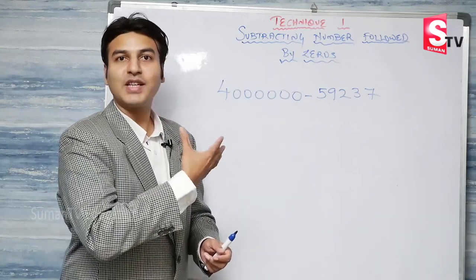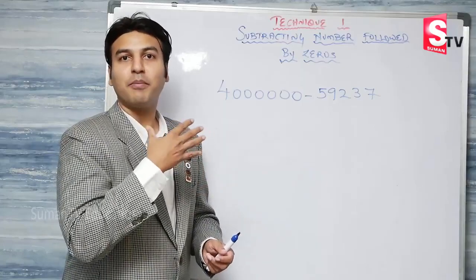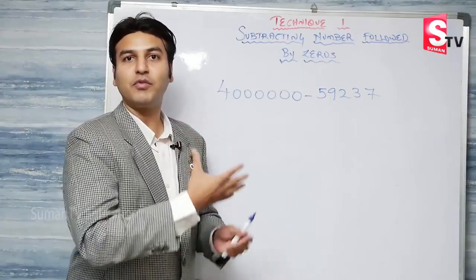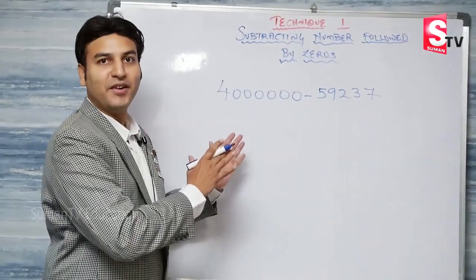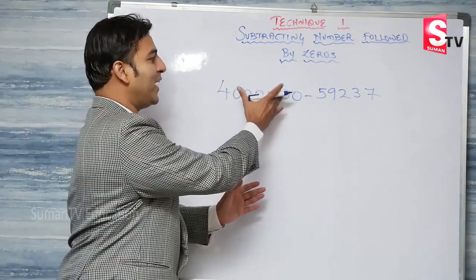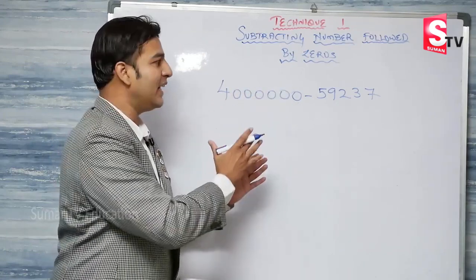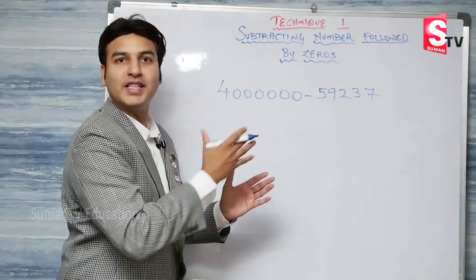So first I'm going to start with this particular technique wherein if you want to subtract any number followed by zeros, we use this technique. So here we have a number wherein I have 4 followed by 1, 2, 3, 4, 5, 6 zeros, and then I'm subtracting it with 59237.